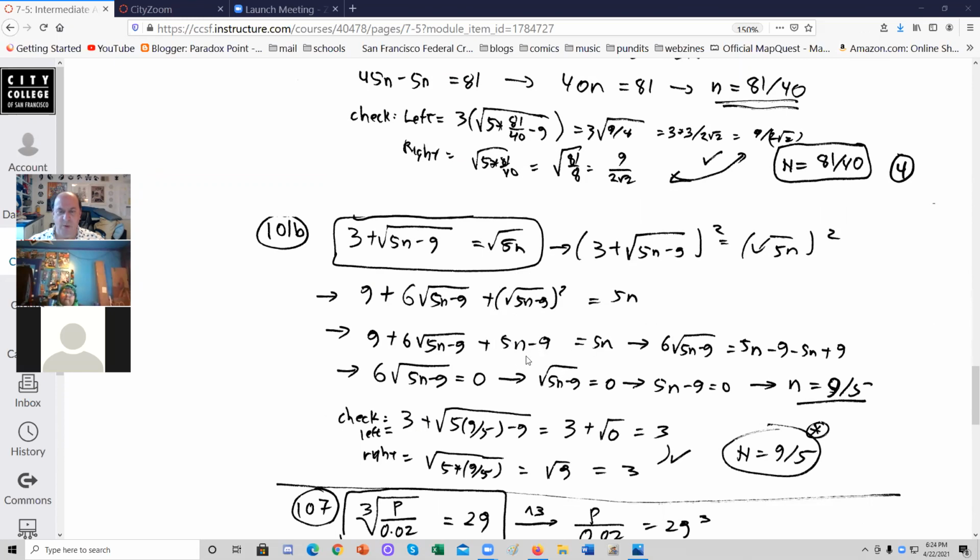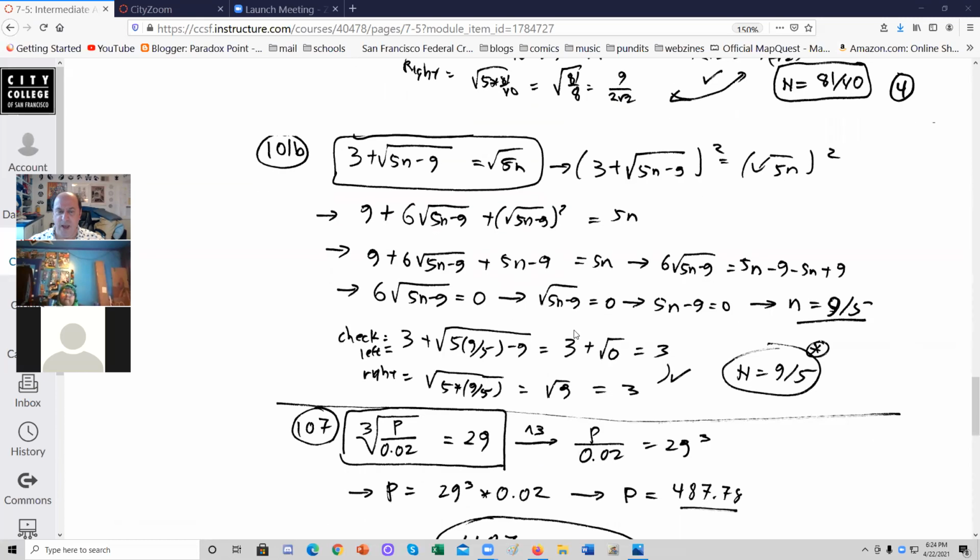Oh, we transpose the 5n, 9 and -9. So you get 6 root 5n minus 9 equals 5n minus 9 minus 5n plus 9, which all comes out to 0. 6 root 5n minus 9 is 0. Dividing by 6, you get root 5n minus 9 is 0. Square away the root. 5n minus 9 equals 0. Transpose the 9 and the 5, n equals 9/5.